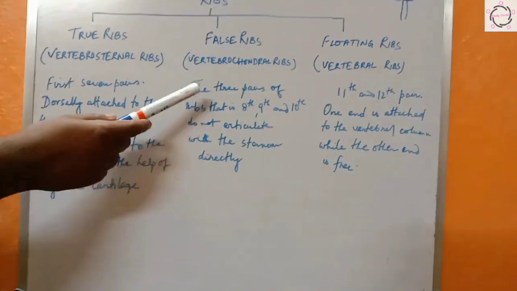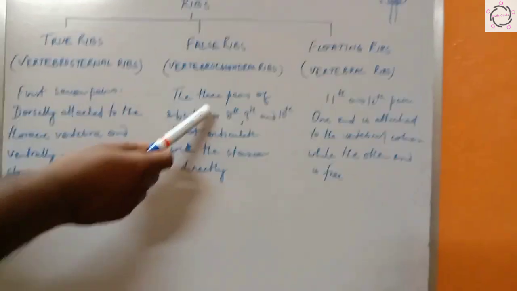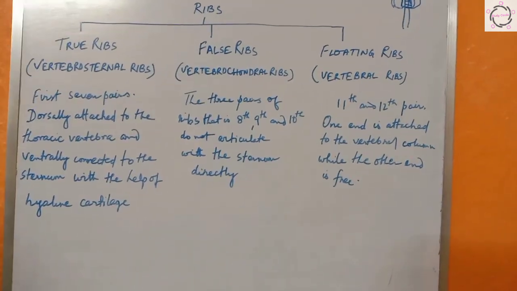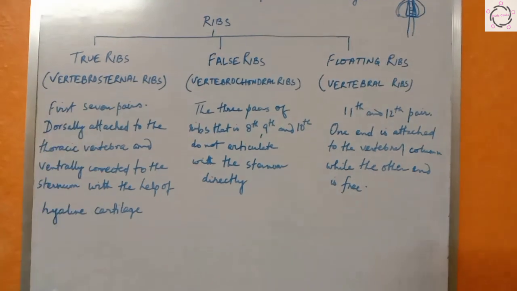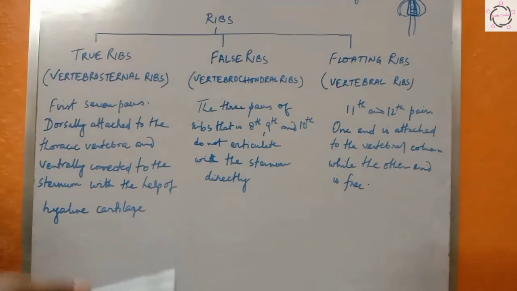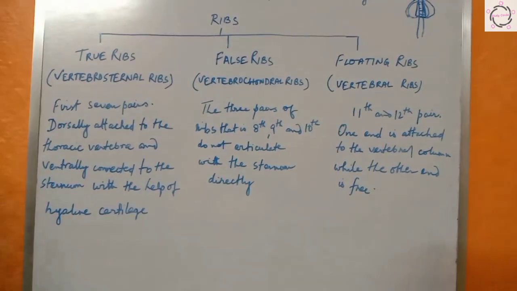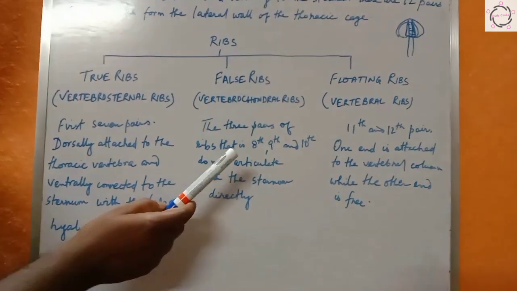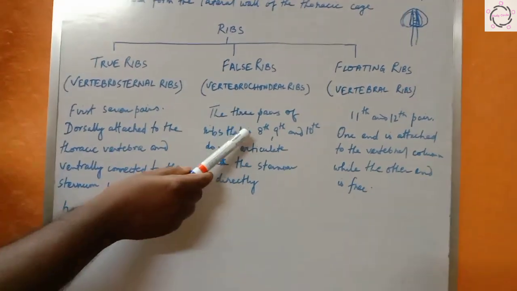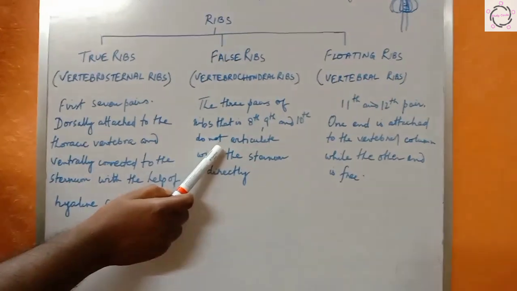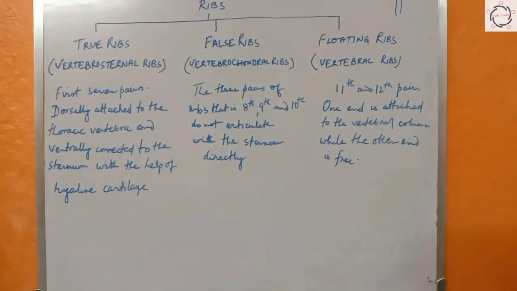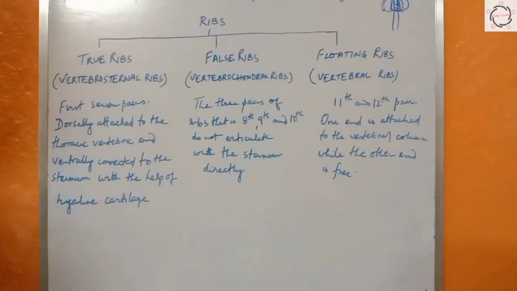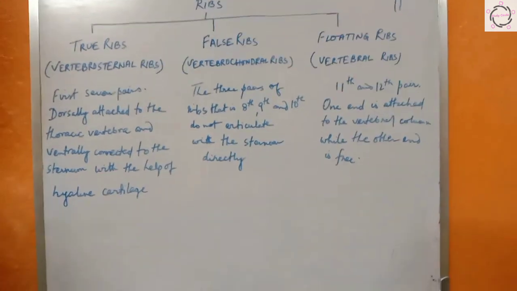Now regarding false ribs, these are the 3 pairs of ribs, that is the 8th, 9th and 10th. We saw the first 7 pairs are true ribs, then come the 8th, 9th and 10th from the 12 pairs. The 8th, 9th and 10th do not articulate with the sternum directly. That means they do not join with the sternum directly.